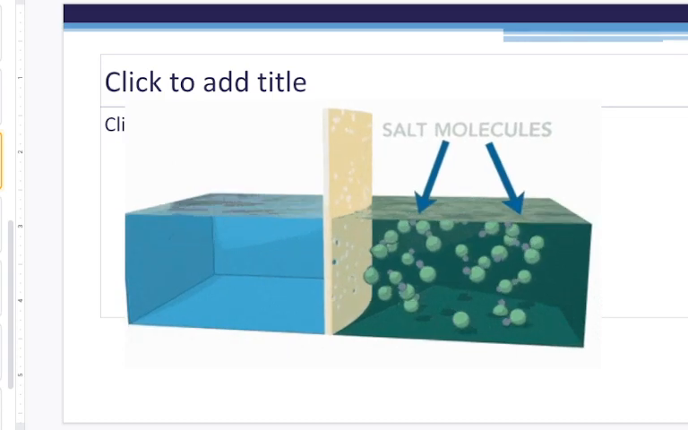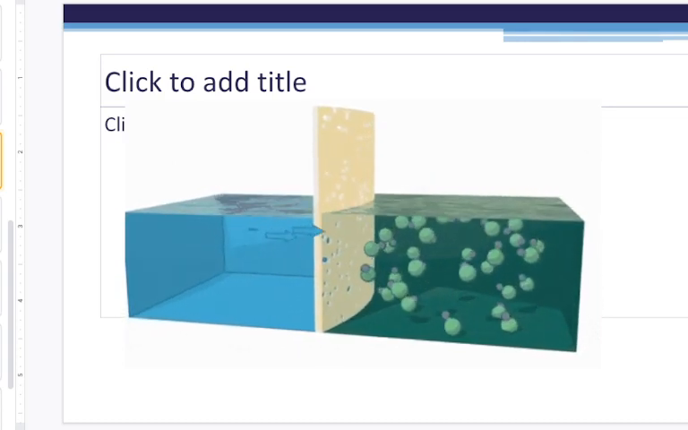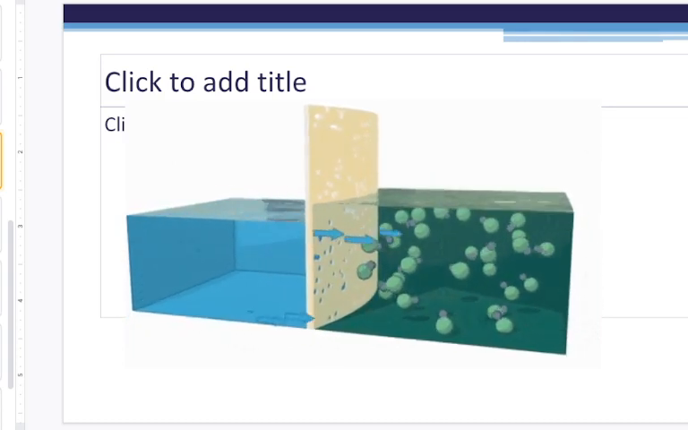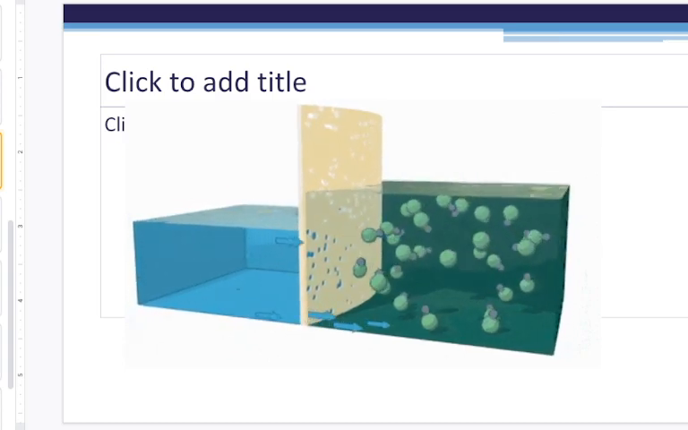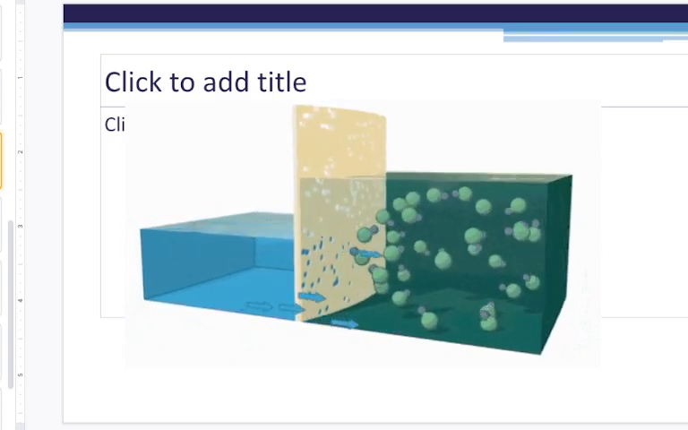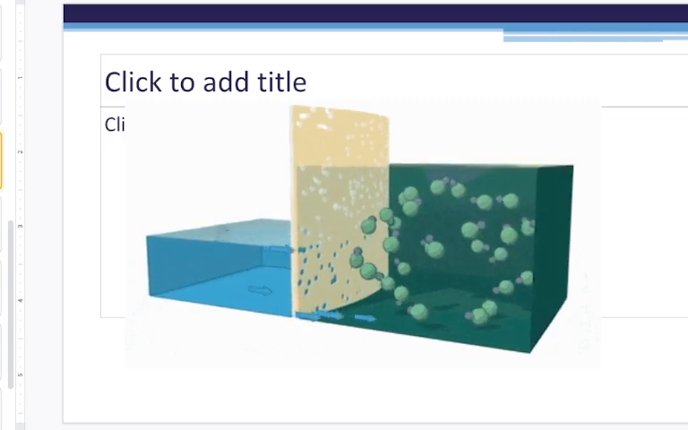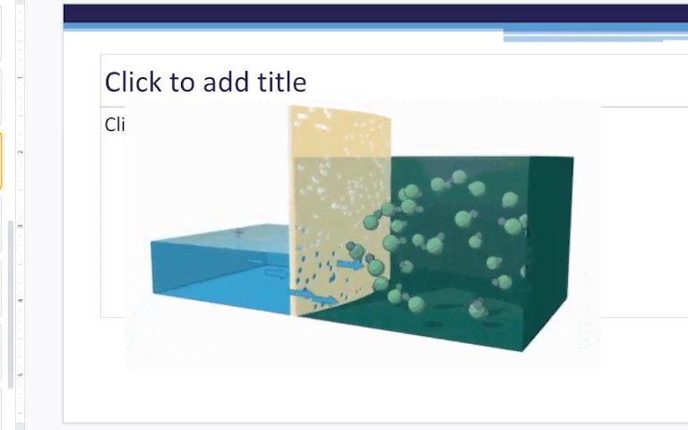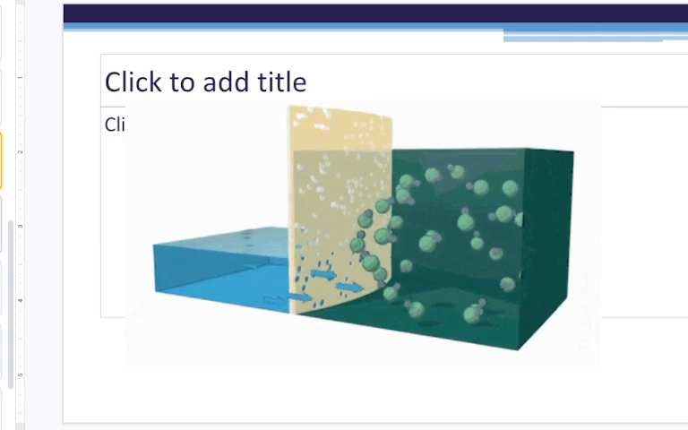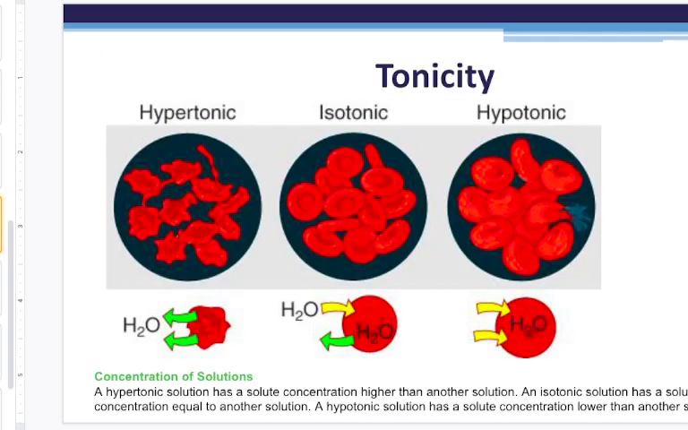Here we have salt molecules, which have a high concentration on the right side of the screen, and water is going to move from areas of low concentration to high concentration to try to dilute solutes. And we have the example of our tonicity here, talking about red blood cells, and what would happen when we have hypertonic, hypotonic, or isotonic concentrations, which are all part of our medical terminologies for this chapter.